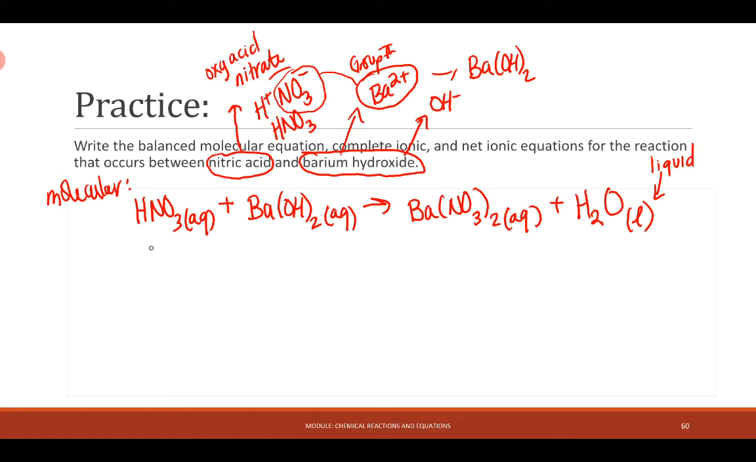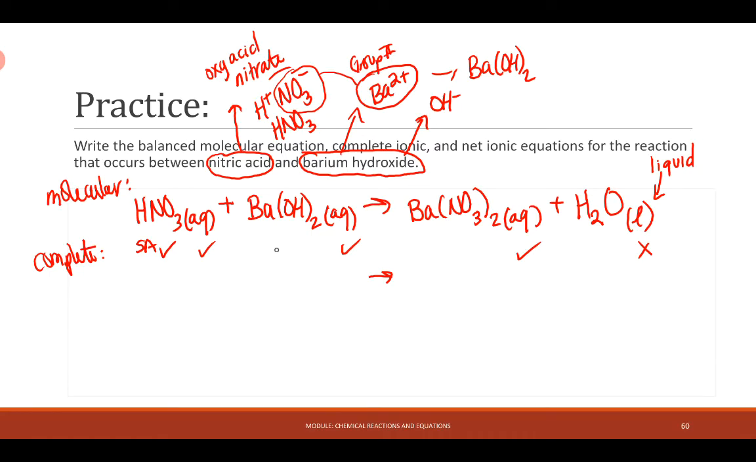Now I have to write my complete ionic equation. And so here I'm going to have my aqueous strong electrolytes written as ions. And so I look at my states of matter: aqueous, aqueous, aqueous, not aqueous, don't ionize the water. Now I look for strong electrolytes. This one is a strong acid, so it will be ionized.